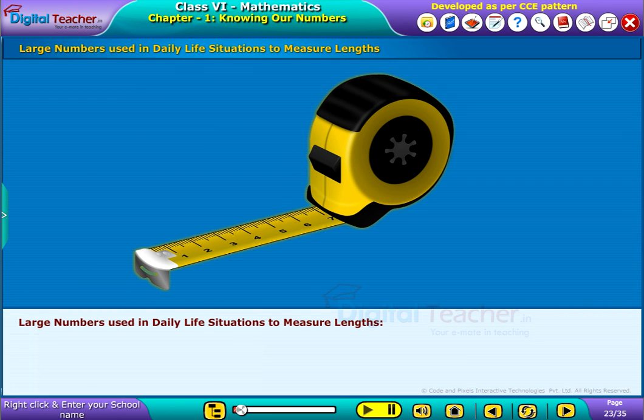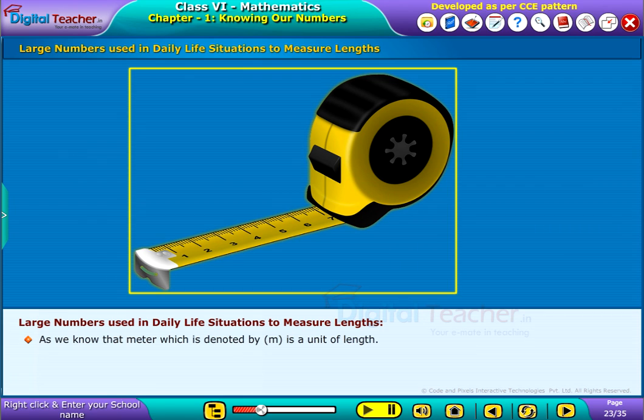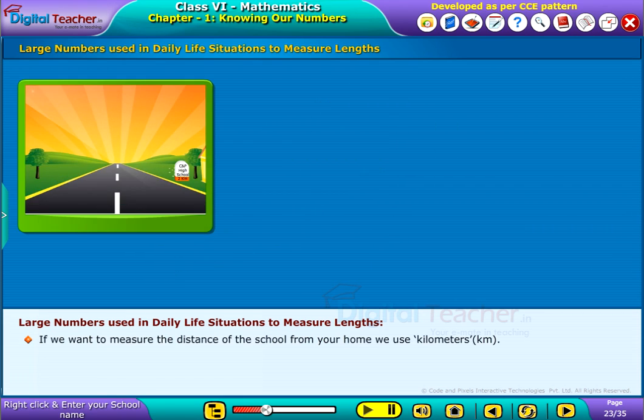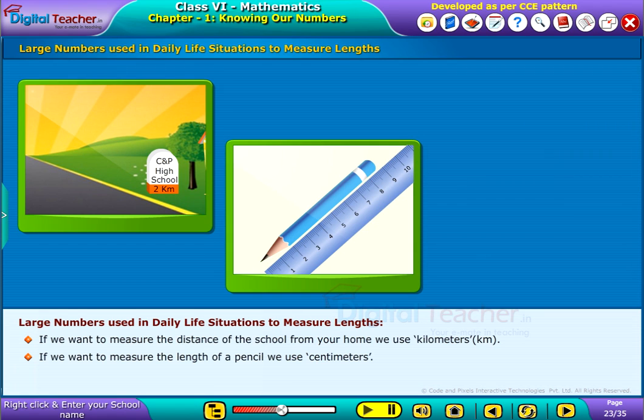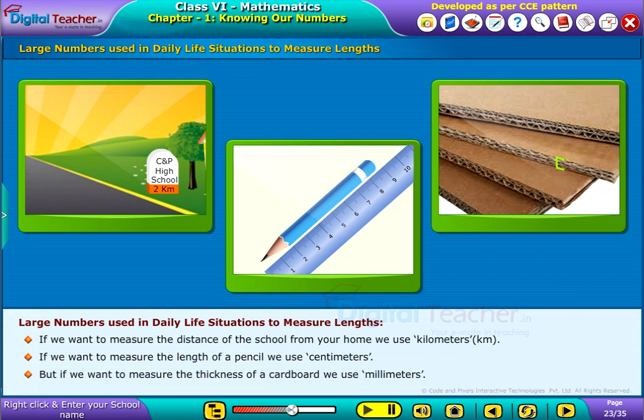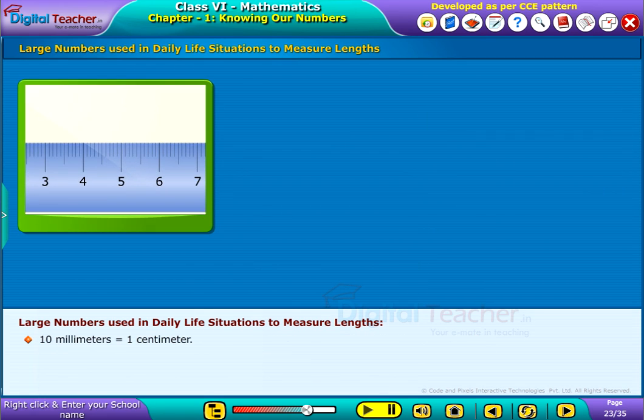Let us now learn about large numbers used in our daily life situations to measure lengths. As we know that meter, which is denoted by m, is a unit of length. If we want to measure the distance of the school from your home, we use kilometers, km. If we want to measure the length of a pencil, we use centimeters. But if we want to measure the thickness of a cardboard, we use millimeters. For example, 10 millimeters is equal to 1 centimeter.